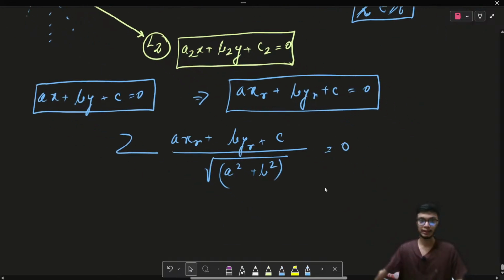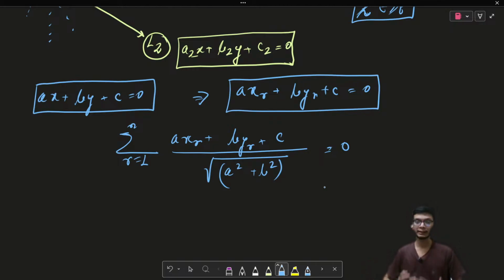And what I can write here is that r varies from 1 to n. What do I actually mean by this? This basically means that the fixed point is varied, that it is x of r comma y of r, where r can be any value, right? But (xr, yr) is the fixed point.